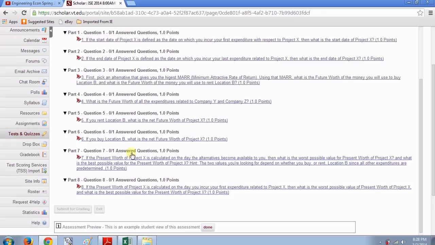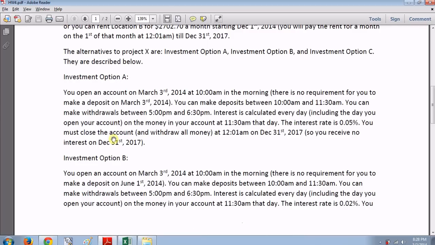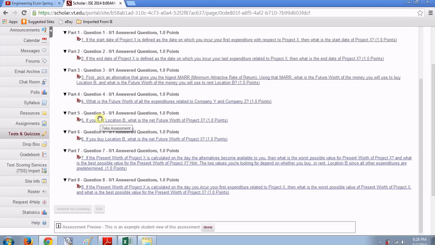Alright, so 7 and 8. This is a little tricky. If the present worth of Project X is calculated on the day the alternatives become available to you. Okay, this is not saying on the day you incur your first expenditure. This is saying on the day the alternatives become available to you. And here are all the alternatives. So you got to read the alternatives and see when they start. And that is a day on which you're going to calculate present worth.